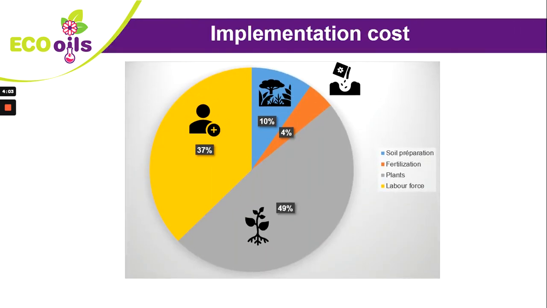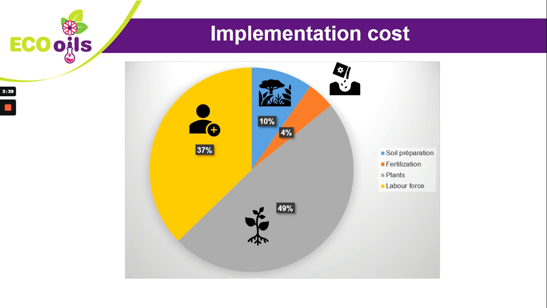Implementation costs include all costs related to the establishment of production. First, soil preparation cost depends on whether you will use fallow or not, and if this preparation is delegated to a service provider or not. Then you buy your plants, which need to be certified. This purchase represents almost half of your cost the first year.